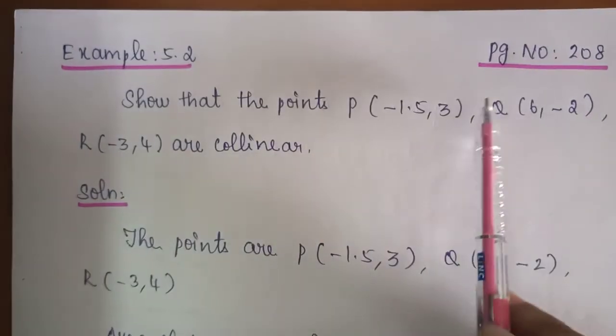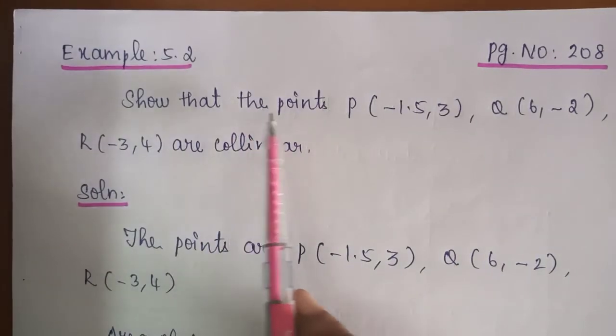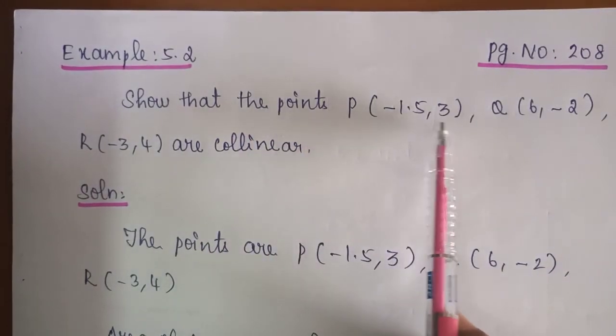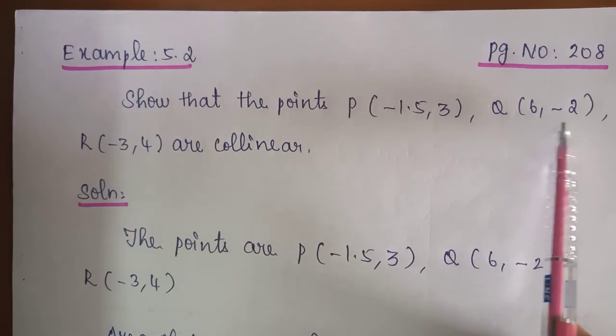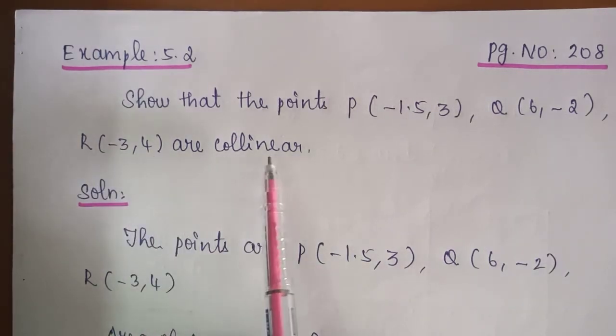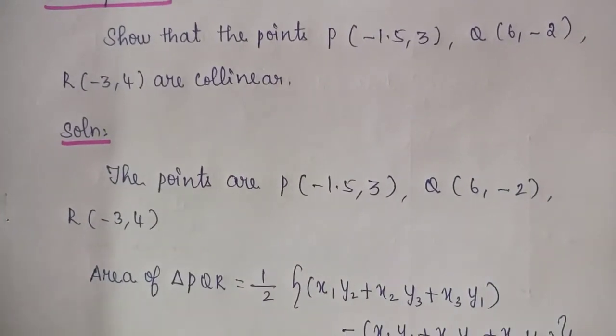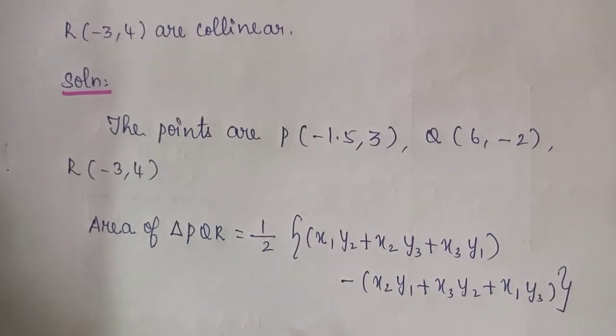Example 5.2, which is also in page number 208. Show that the points P of minus 1.5 comma 3, Q of 6 comma minus 2, R of minus 3 comma 4 are collinear. So solution, the points P of minus 1.5 comma 3, Q of 6 comma minus 2, R of minus 3 comma 4. We know that the formula area of a triangle PQR is equal to 1 by 2 into x1 y2 plus x2 y3 plus x3 y1 minus x2 y1 plus x3 y2 plus x1 y3.